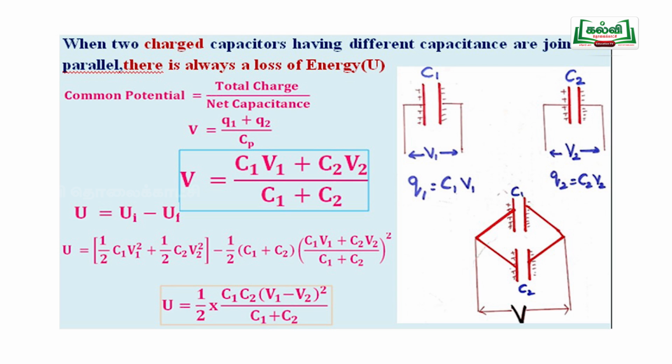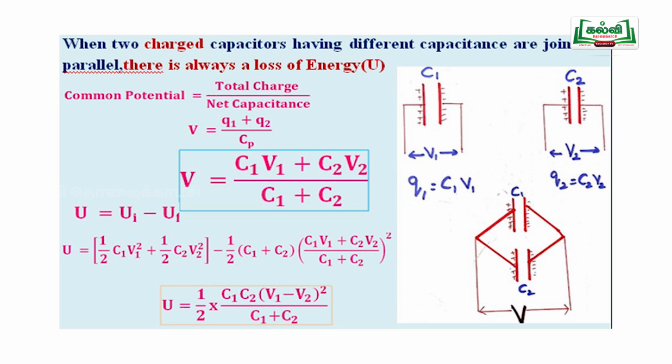When two charged capacitors having different capacitance are joined in parallel, there is definitely a loss in energy. Why? See in the diagram itself, I am giving a capacitance C1 connected to potential difference V1, so it possesses a charge Q1 equal to C1 V1. Another capacitor C2 connected to a potential V2 acquires a charge Q2 equal to C2 into V2.